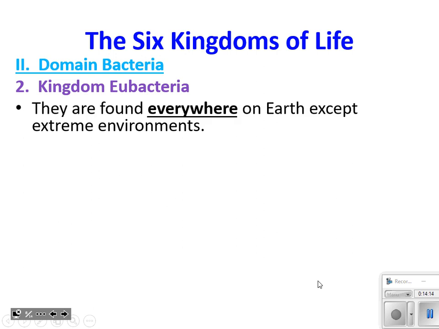They are found everywhere on Earth except the extreme environments. So this bacteria, they don't like it salty. They don't like it when it's extremely hot. Other than those extreme environments, bacteria is found everywhere. Right now, I probably got some bacteria growing under my fingernails. Bacteria is everywhere.